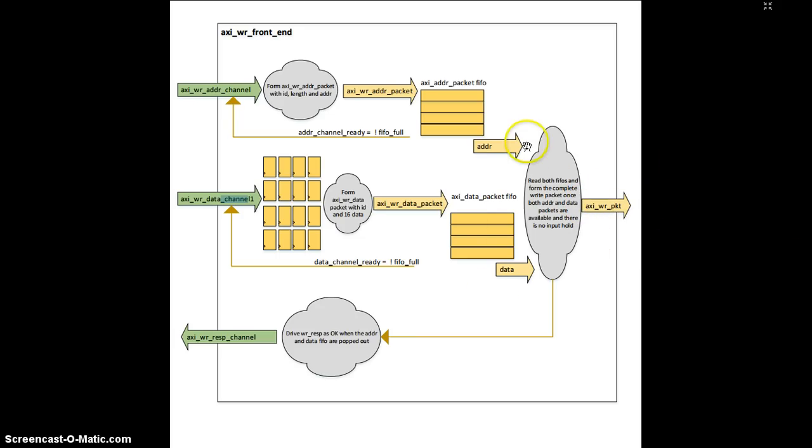Thus when we are popping these 2 entries and there is no hold coming in, that particular write packet will be sent to the OCP client, and at that point we are sending a write response OK in the write response channel. So whatever is shown here in this symbol are some combinational logics in order to get this functionality written here.